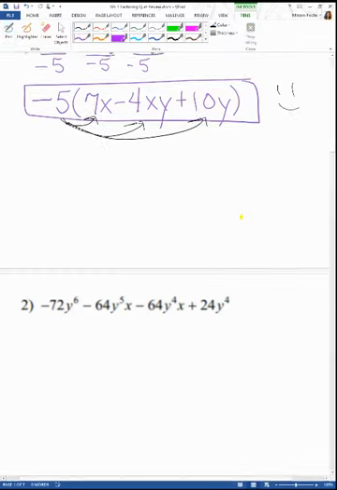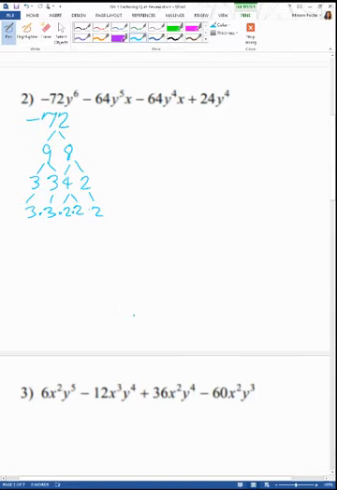So 9 times 8. Factors of 9, 3 times 3, 4 times 2. And what you're trying to do is keep going until you end up with just prime numbers. So 3 times 3 is 9 times 2 times 2 times 2. If I multiply that out, I will end up at 72. So then I go to the next one, and since the second and the third term are the exact same, I'm only going to do the factoring tree one time.